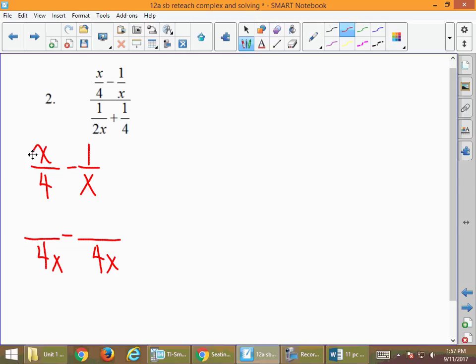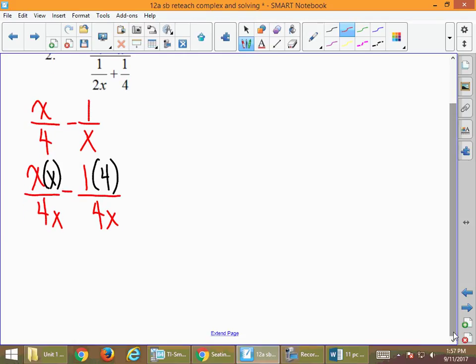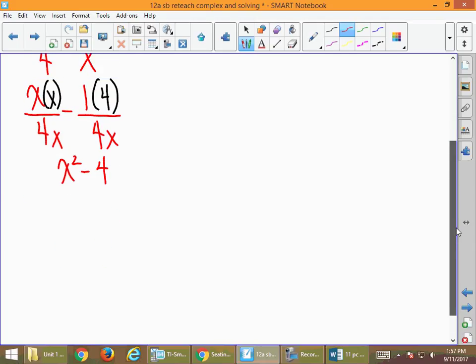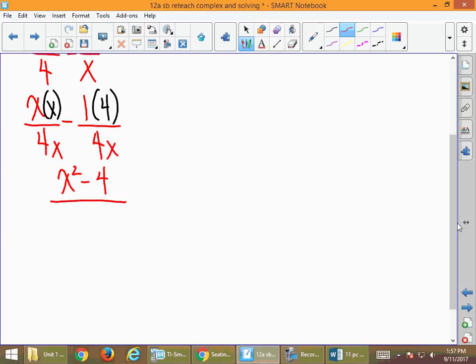So this time, we need to ask ourselves, what's in the denominator now that wasn't in there before? Well, what's in the denominator now that wasn't in there before is an x. For the fraction to the right, what's in the denominator now that wasn't in there before is a 4. If we simplify a little bit more, we have x squared minus 4. Pull it up so you can see. x squared minus 4 over 4x.